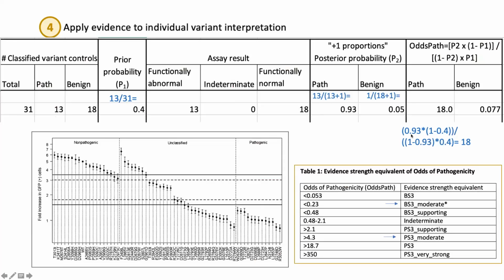And you can calculate your odds of pathogenicity using your posterior probability and your prior probability from before, and get an odds of pathogenicity of 18, which is equivalent to PS3 moderate. And the odds of pathogenicity for a benign result is 0.077, which would be a BS3 moderate. I know there are no moderate benign codes in the combining rules, and so that would be equivalent to 2 supporting pieces of evidence.